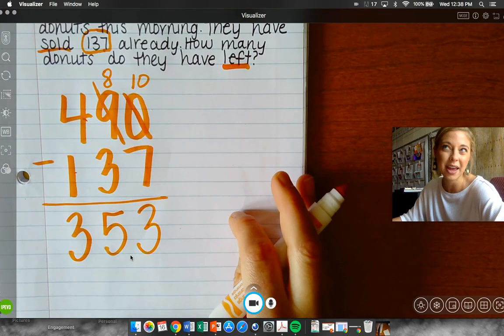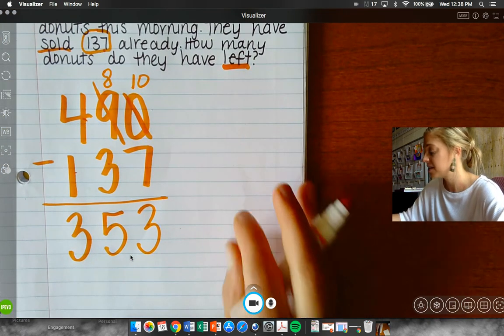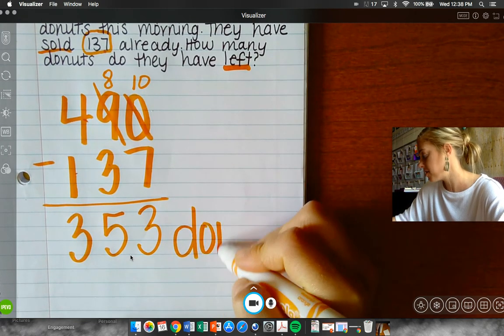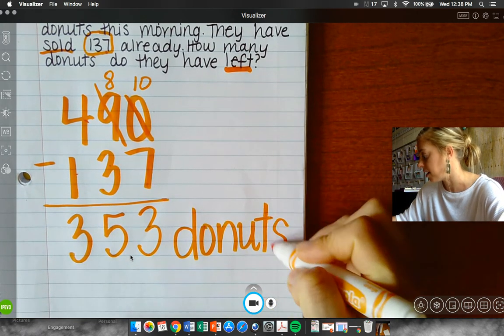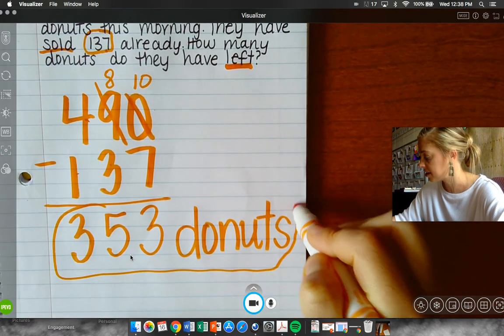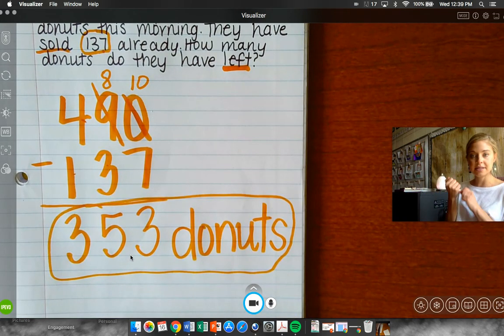So they have 353 what left? What should be our label? Donuts, right? They have 353 donuts left to sell. And that's our answer. All right, great.